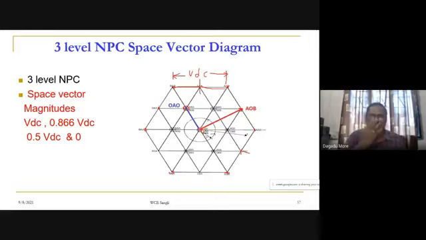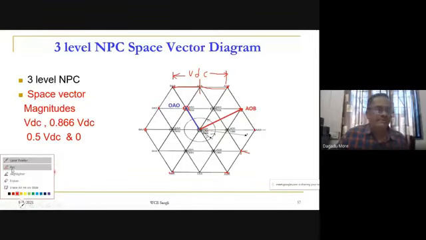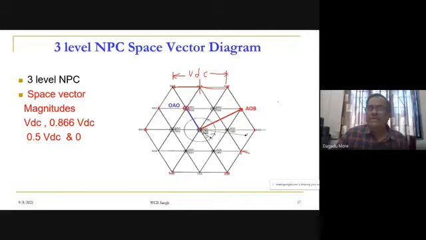At the center we are having 3 null vectors: AAA, BBB, and OOO. Then 6 multiplied by 2 gives 12 for the inner hexagon, and 12 at the outer hexagon. 12 plus 12 plus 3, so we are having 27 switching states of this inverter, and the space vector diagram is like this.